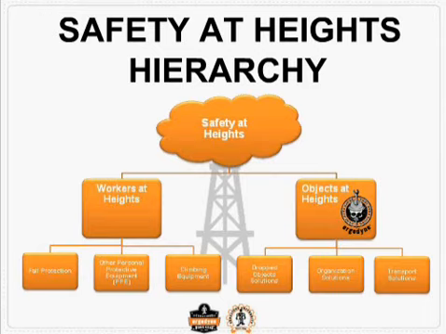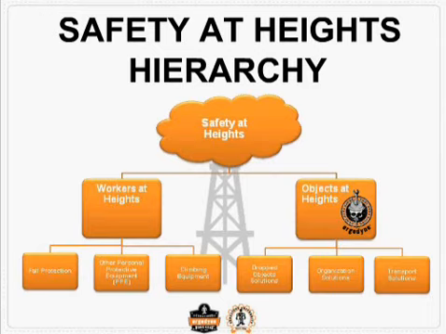So what Ergodyne has done is broken this out into two separate branches of the safety at heights hierarchy. The first on the left, you'll see workers at height, and then this brand new branch, which is often looked over or not thought of at all, is objects at height. So we'll break those down a little bit further.